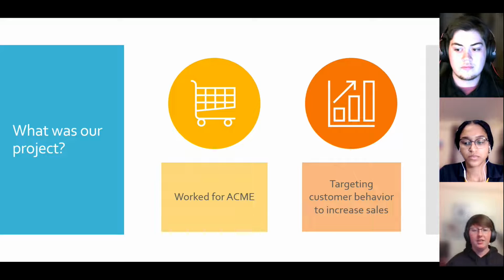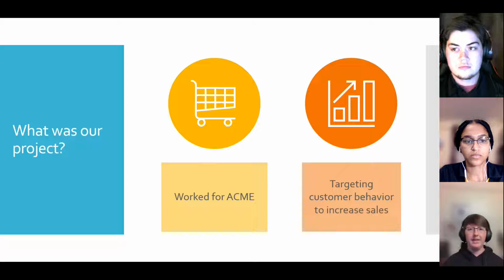So, an introduction to our project. We were working for ACME, as Luke mentioned, and ACME is a local grocery store chain. They wanted us to target customer behavior to increase their sales. So they gave us a year's worth of data and their own customer segmentation techniques. And they asked us to look at it and try to find trends based on demographics or items purchased. That way we could give them some more insight so they could actually start to increase their sales based on our own analysis.